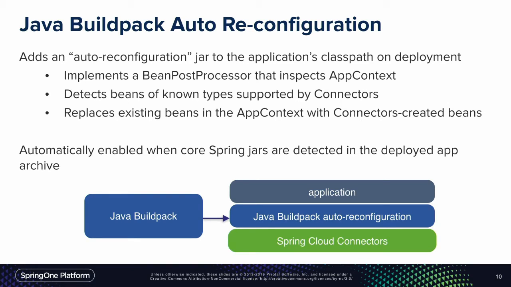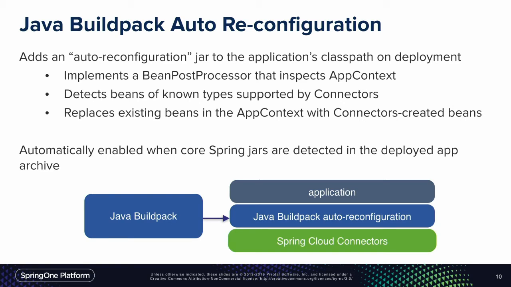One of the features that's in this Java Buildpack is this auto reconfiguration functionality. So what this code did, you can see the picture at the bottom, the Java Buildpack, when it staged my app, it dropped in this Java Buildpack auto reconfiguration library into my application's class path along with the contents of the jar file that I pushed. What this auto reconfiguration library does is implements a Spring Bean post-processor that looks at the services that are bound to your application and looks at the beans that are in your application.